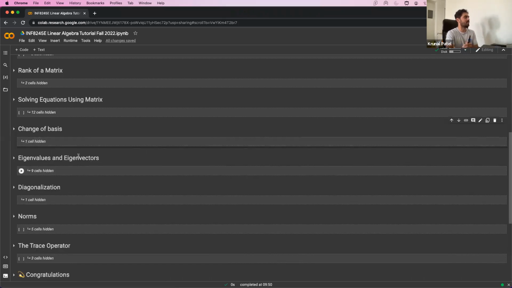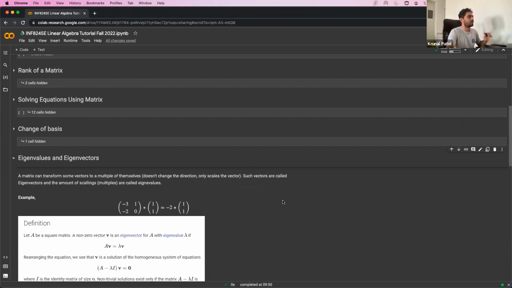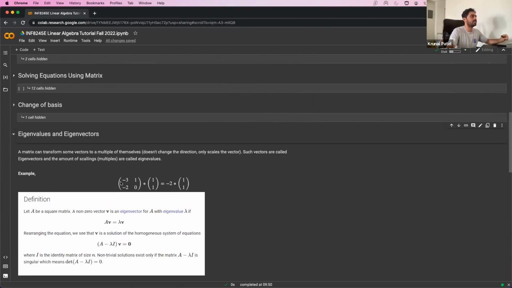The next topic is eigenvalues and eigenvectors. How do we understand eigenvalues and eigenvectors? Let's actually do this. Let's consider this matrix, right? It is transforming the x-axis to -3 and -2. Let's actually try to even draw that.